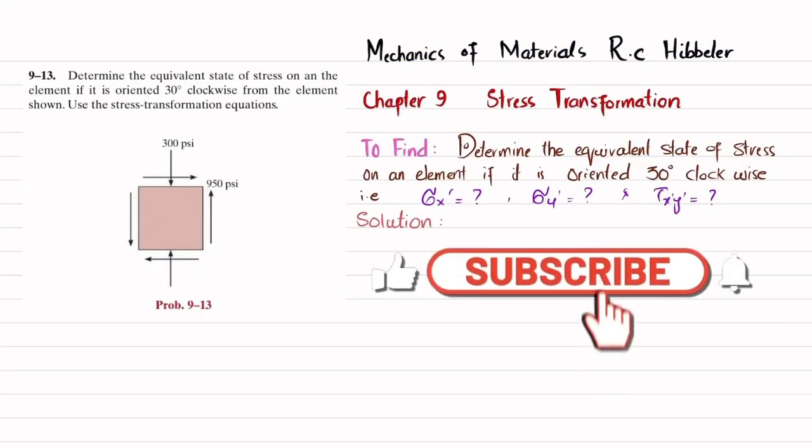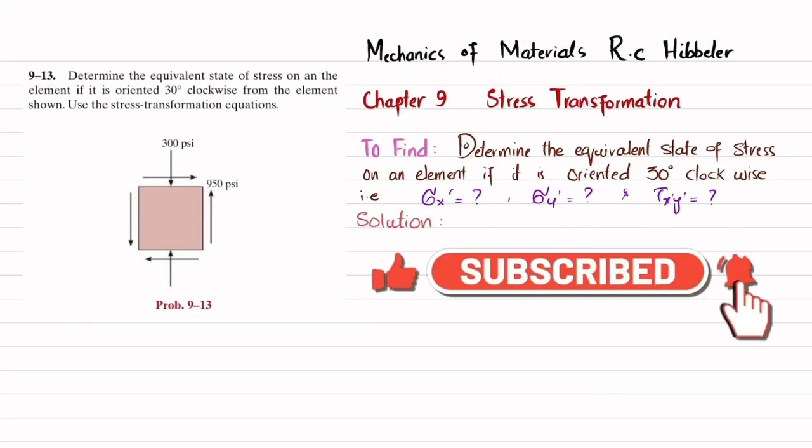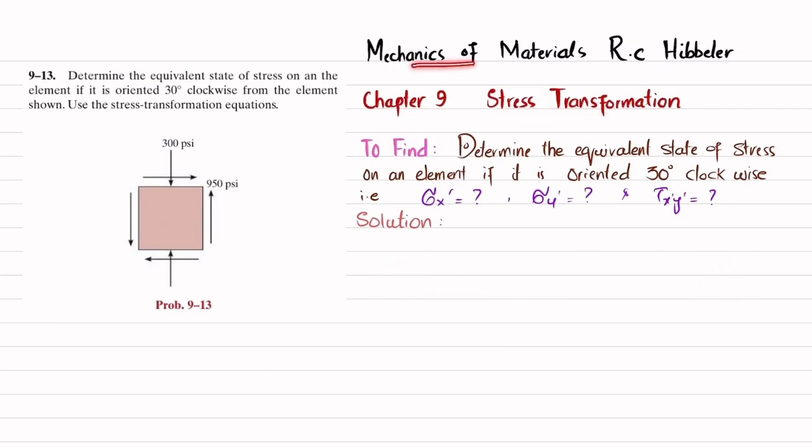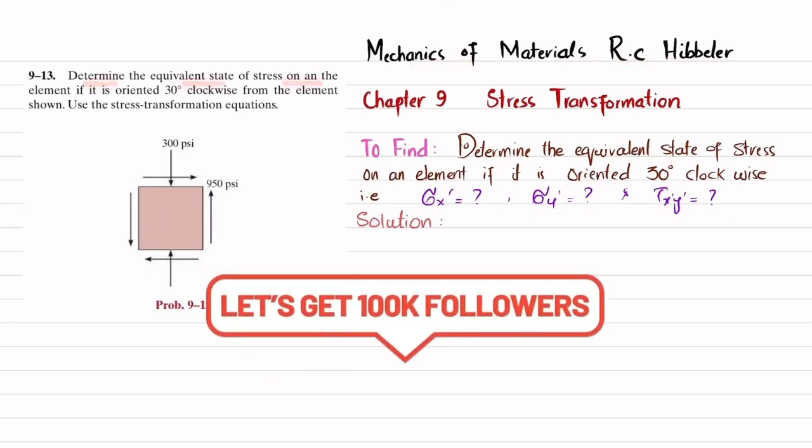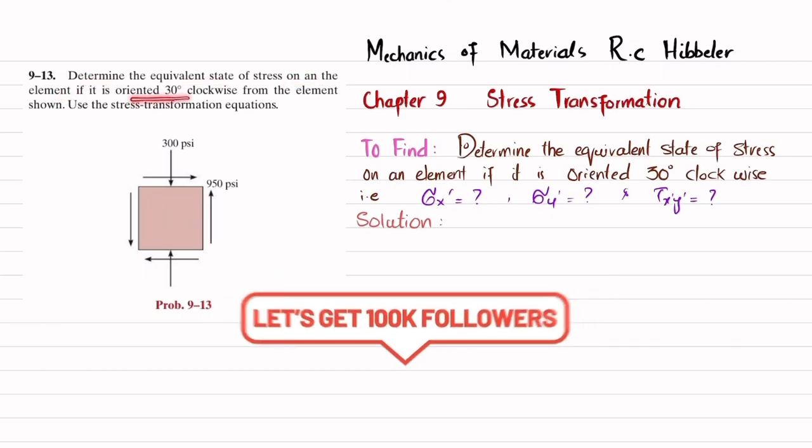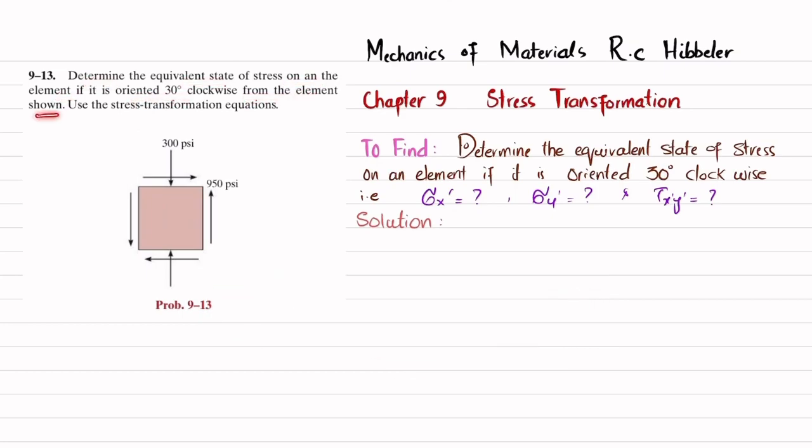Welcome back. Problem 9-13. This problem is taken from chapter number 9, that is stress transformation, and the book name is Mechanics of Materials by R.C. Hibbeler. The statement is: determine the equivalent state of stress on the element if it is oriented 30 degrees clockwise from the element shown. Use the stress transformation equation.